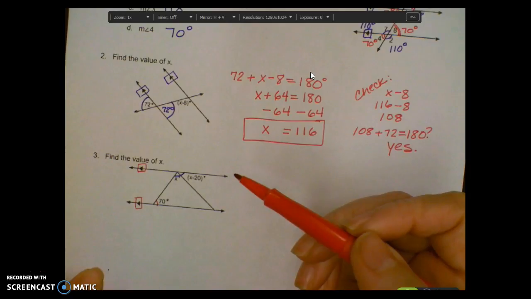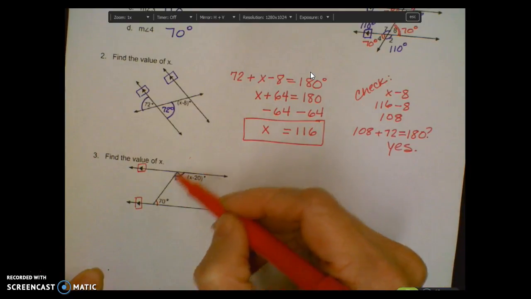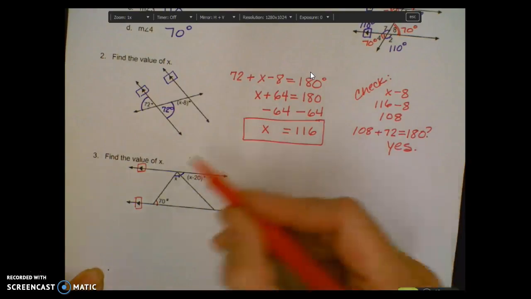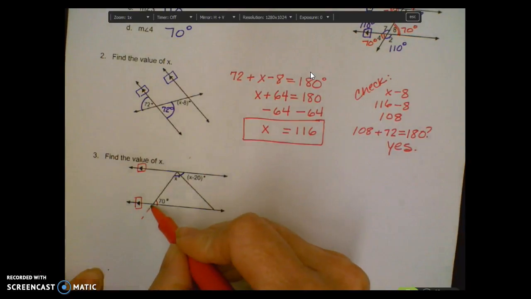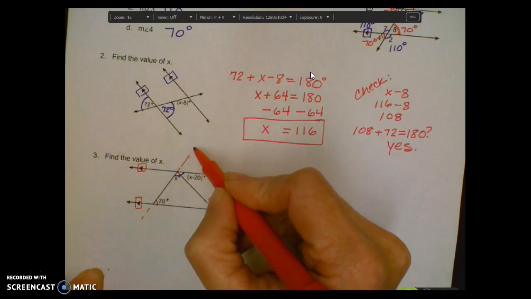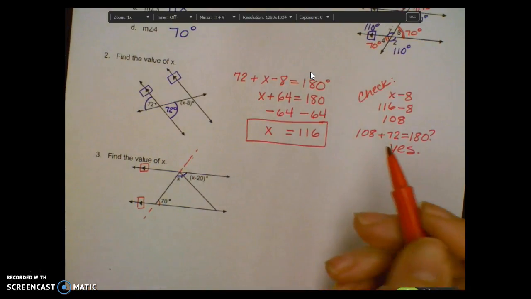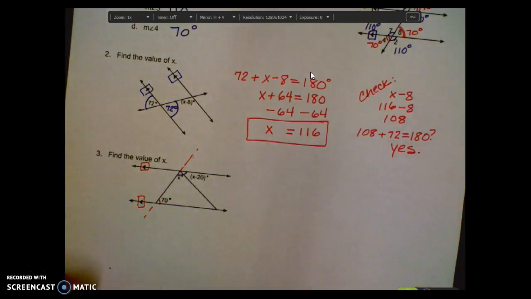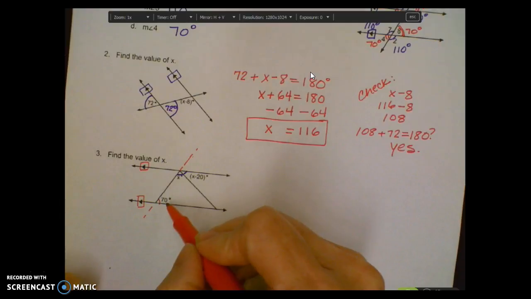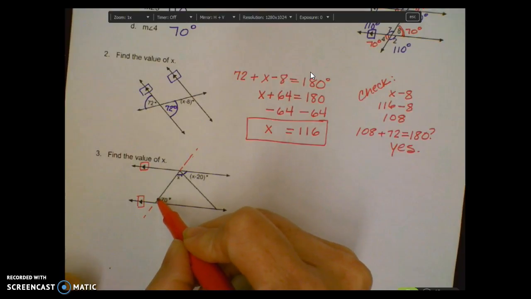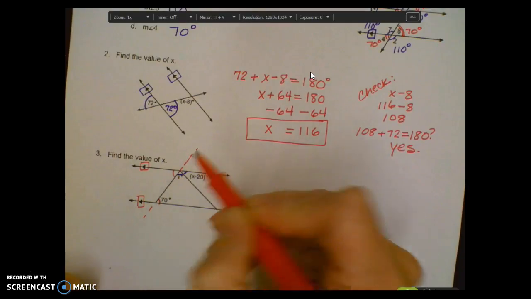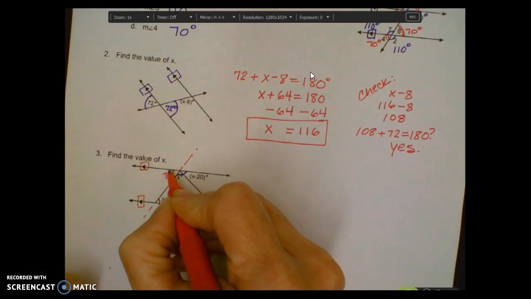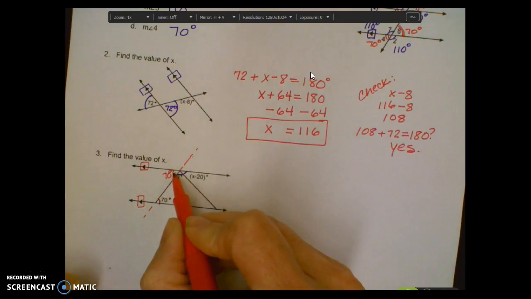Do I see corresponding angles? No, because corresponding would be up here, and that doesn't get me too far. I could extend the line, make these longer, and then mark that 70 degree angle up here. That wouldn't be wrong. So that could be a corresponding angle. That's 70. And this angle would be alternate interior, so this one would be 70 degrees. You'll note that that's the vertical angle to the corresponding angle as well.